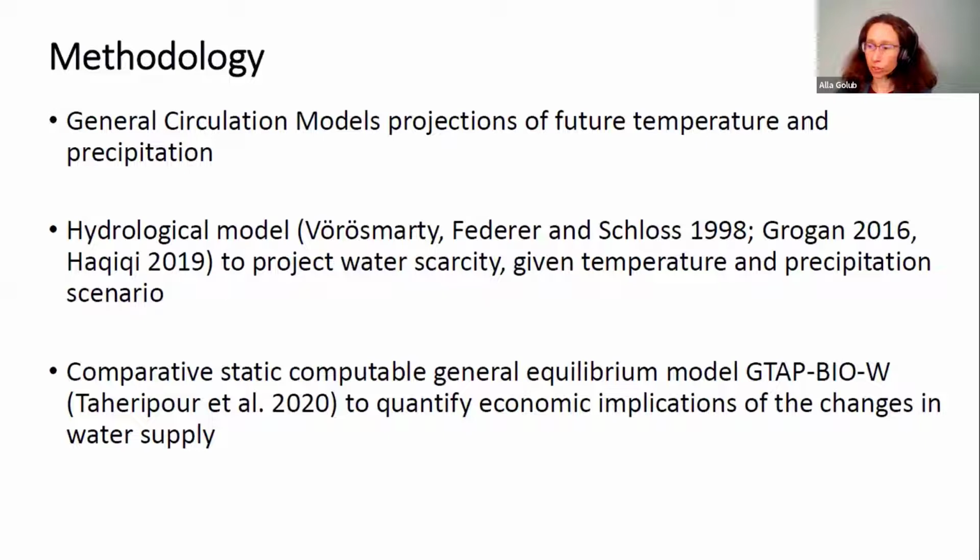Overview of the methodology. We use projections of future temperature and precipitation produced by general circulation models. These projections are inputs into a hydrological model. The hydrological model projects water scarcity given climate scenarios. Then a comparative static computable general equilibrium model, GTAP-BioW, is used to quantify economic implications of changes in water supply.